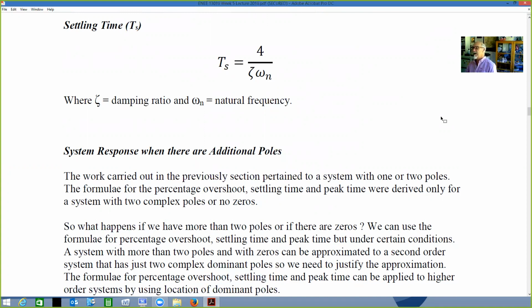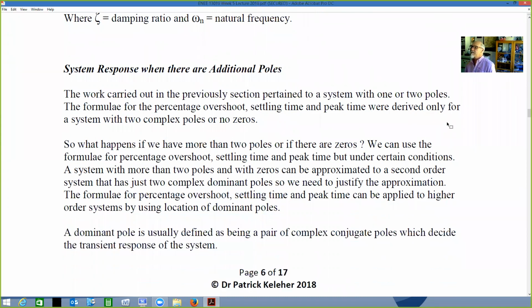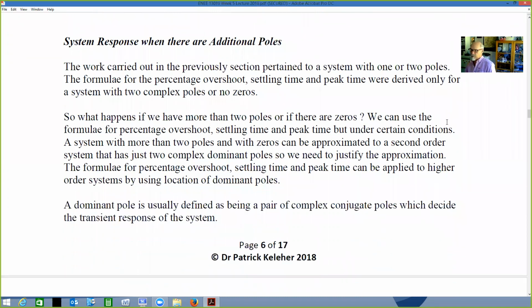All right, a system response when there are additional poles. Now, the work carried out in the previous section pertained to a system with 1 or 2 poles, because it was a second order system, and that's why it has 1 or 2 poles. Just like you get 1 or 2 roots, yeah?